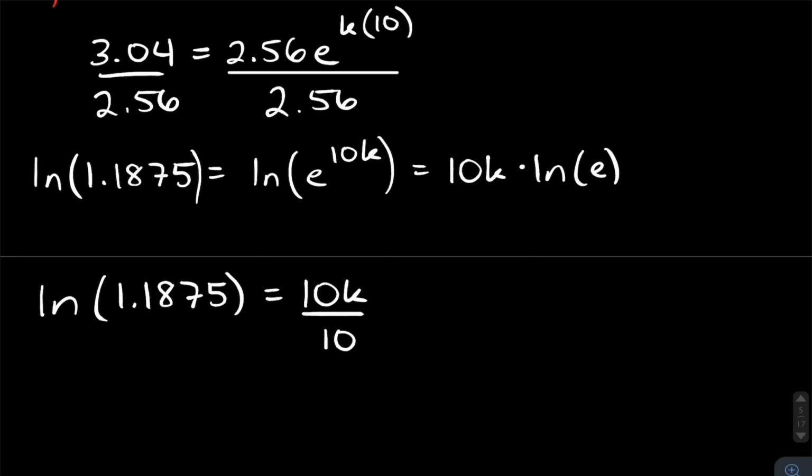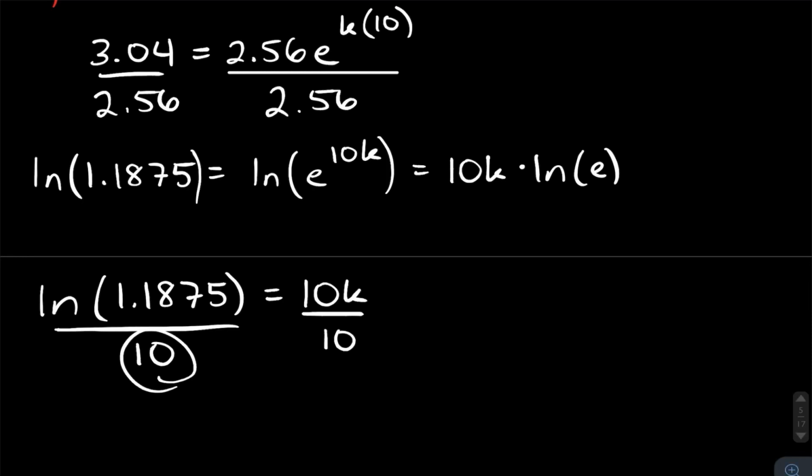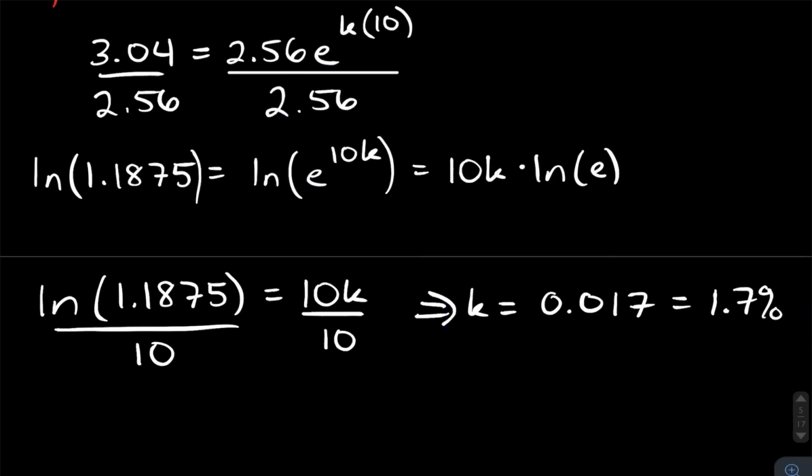To get k by itself, to finish solving for k, we just divide by 10 on each side. When we plug that into our calculator, you can see why it would be a waste of calculator time to plug in that natural log, get another decimal, and then have to type that decimal in again and divide it by 10. Anyways, we get that k is equal to 0.017, and that is 1.7%. That right there is our growth rate. And so that is the answer to part A, which I'll circle in red.